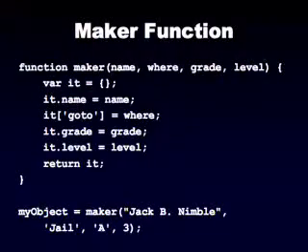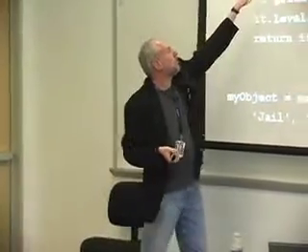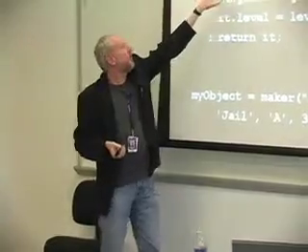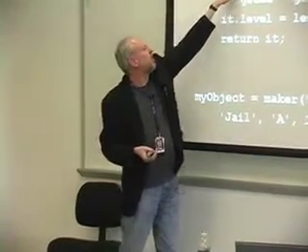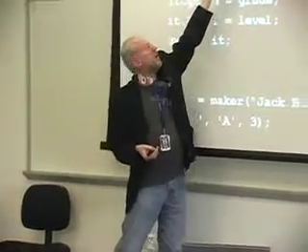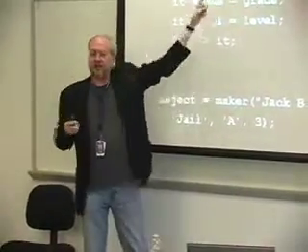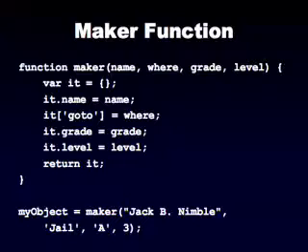Another way that I could make an object is to have a maker function. So I'll pass a bunch of material to the maker function and have it make an object for me and then return it. So in this case, I've got a maker function which will create an it variable, and then it will fill that object up. Or here, the empty curly braces mean make a new empty object. So I then assign to that object a name, a goto, a grade, a level, and then I return it.